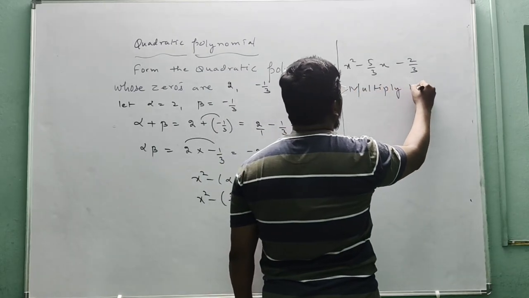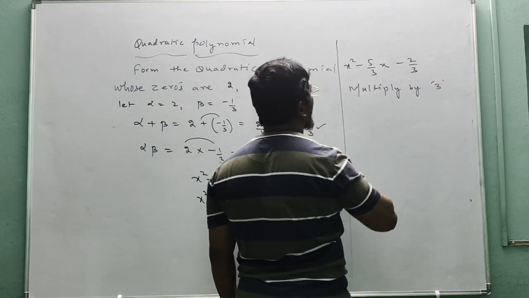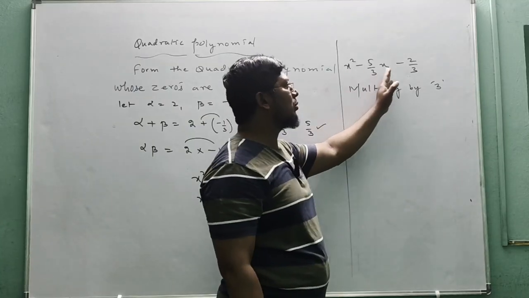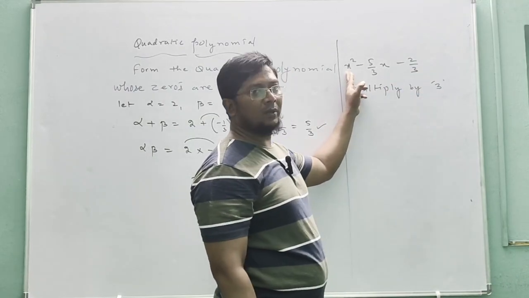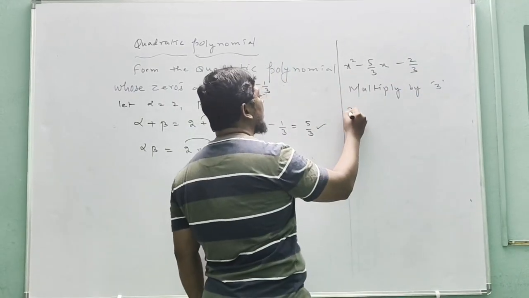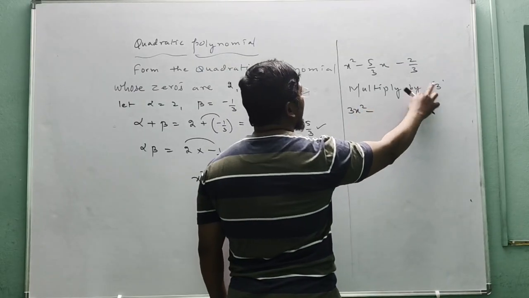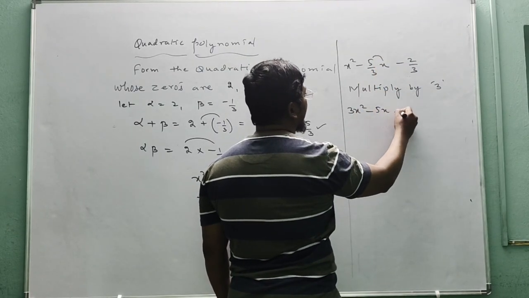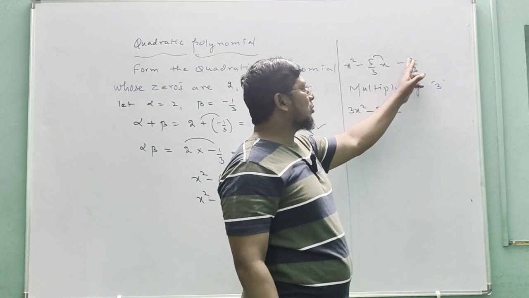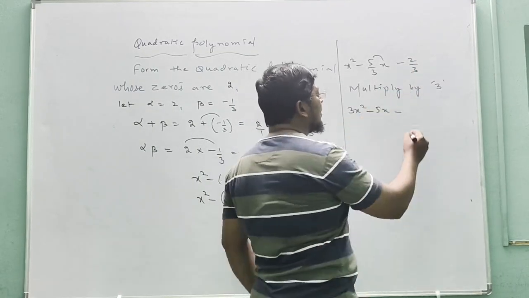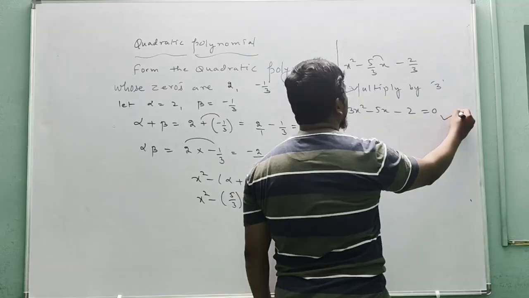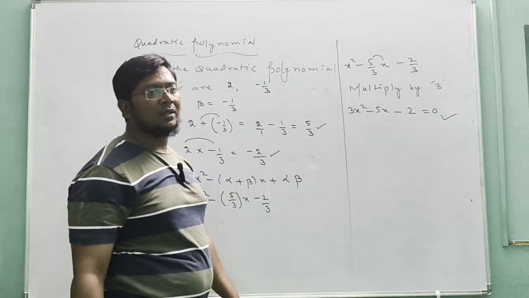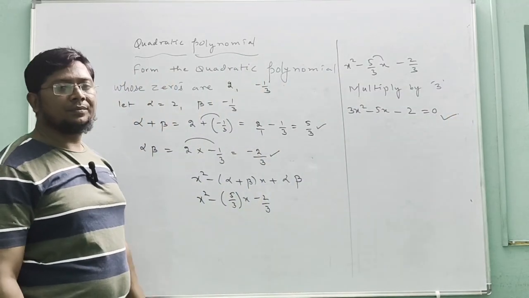Multiply by 3. How many terms are there? 1, 2, 3. Multiply 3 into x square: 3x square minus 3 into 5 by 3. The 3s cancel. What do we have? 5x minus 3 into 2 by 3. The 3s cancel again. 2 equal to what? 0. This is the quadratic polynomial equation.